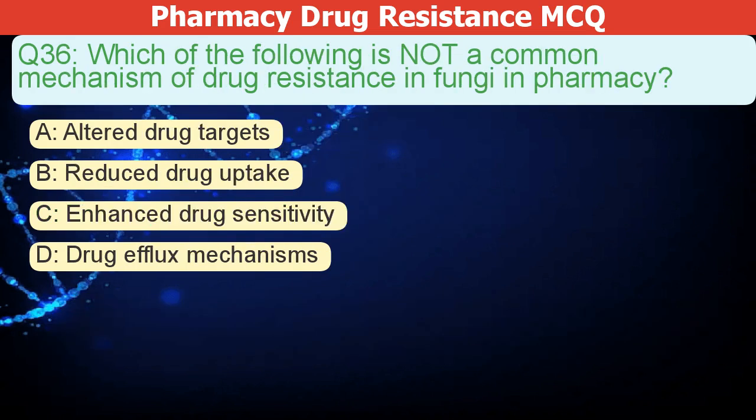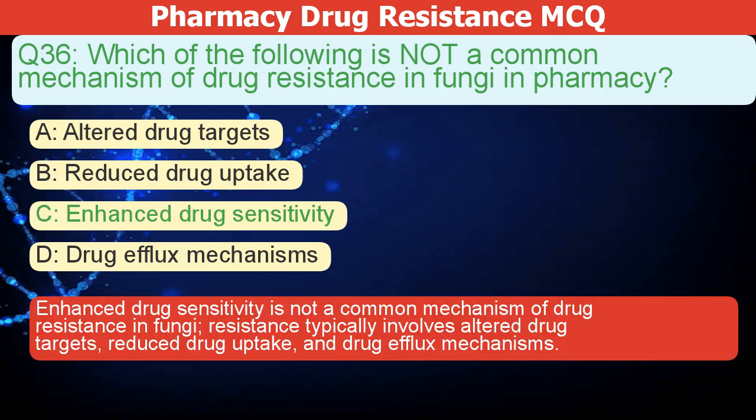Which of the following is not a common mechanism of drug resistance in fungi? A. Altered drug targets. B. Reduced drug uptake. C. Enhanced drug sensitivity. D. Drug efflux mechanisms. The correct answer is C.